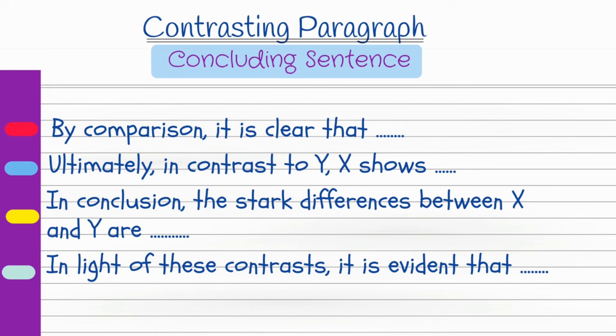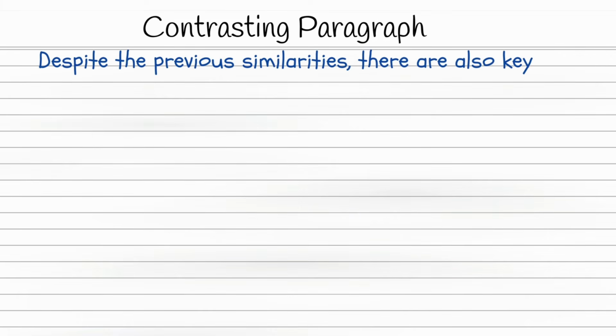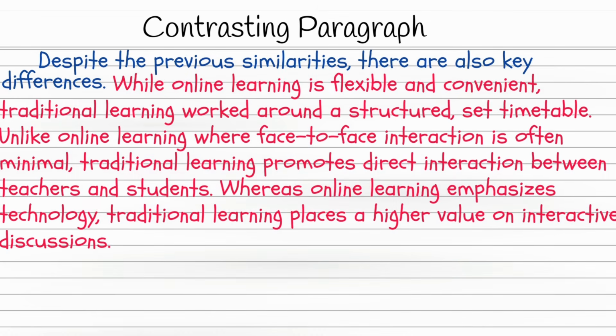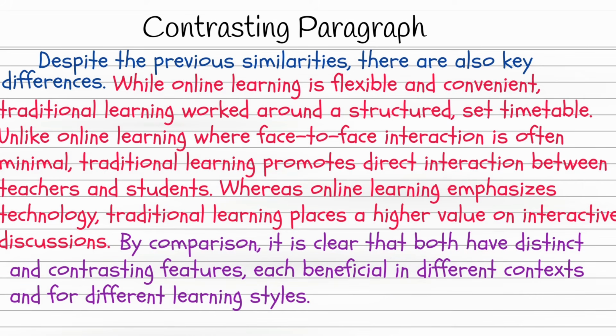A contrasting paragraph has three main components. Begin with a topic sentence where you introduce how different they are. Follow this with several sentences providing details of the differences between your subjects. Then, end with a concluding sentence which summarizes the points you've made or restates the topic sentence in a new way.